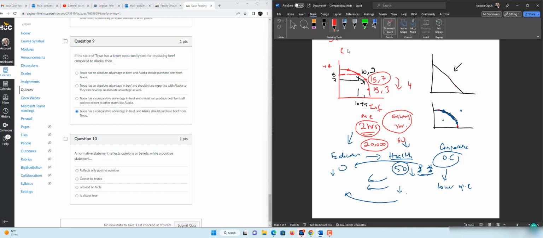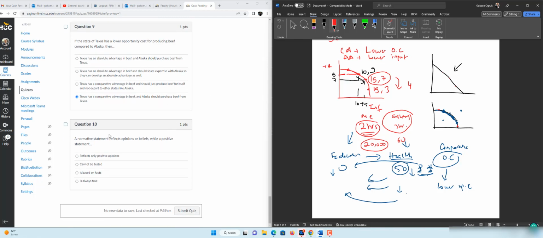Comparative advantage, lower opportunity costs. Absolute advantage, lower input. But absolute advantage is not helpful to understand trade. Okay, question 10. A normative statement reflects opinions or beliefs, while a positive statement is based on facts. So if you say inflation should be lower, that's your subjective opinion, it's normative. But if you say inflation is 7%, it's a positive statement because it's a fact.